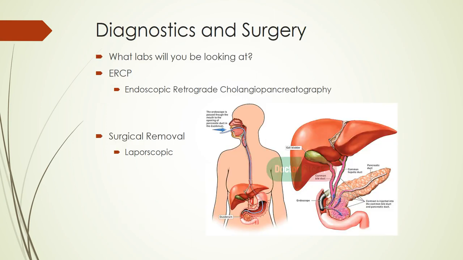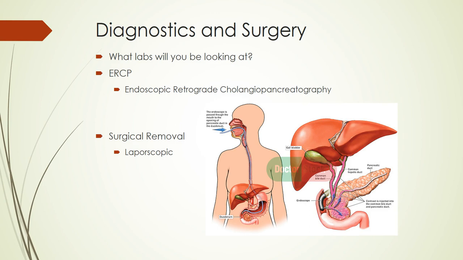Diagnostics and surgery. I put on here, what labs are you going to be looking at? Think about that because, again, your patient is going to present to you without having surgery yet. They've already pulled the labs from the emergency room, and now you're looking at them wondering where the problem is. If labs are high in AST, ALT, it could be one organ. If it's high in the amylase and lipase, it could be something else. White blood cell counts, a lot of different labs will point you in the right direction as far as what's causing the problem, and be familiar with those.